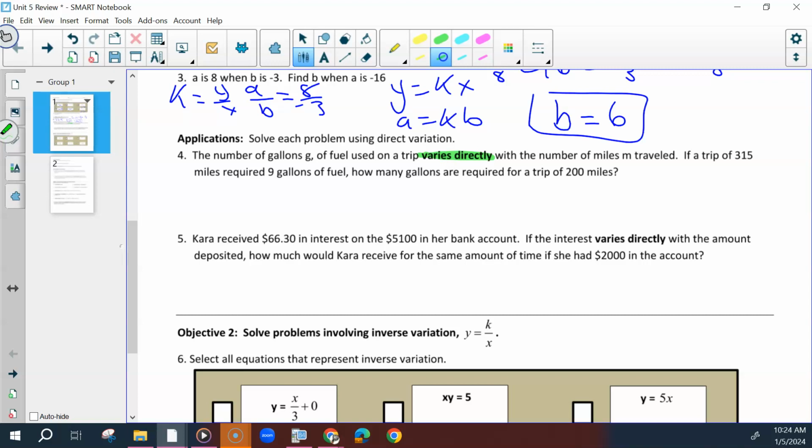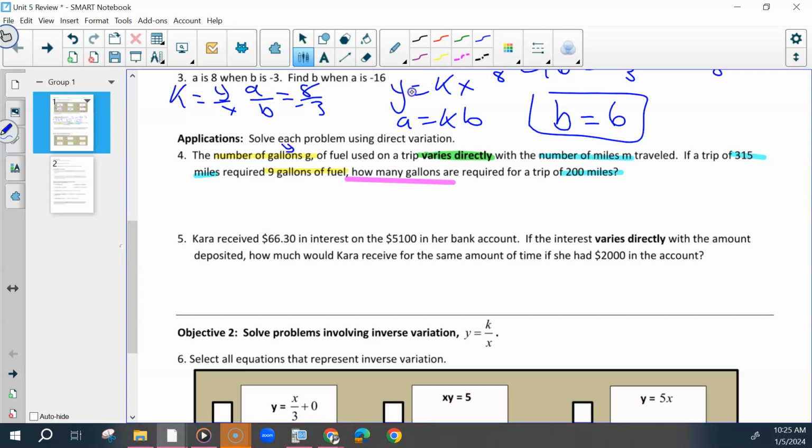If it gives us variables, we want to use those variables. What else? M is the number of miles. 315 miles required 9 gallons of fuel. We're looking for how many gallons for 200 miles. Just like the problems we were doing last class, very similar. Whatever comes first is like your y, but we're using G. Whatever comes second is like your x, but in this case we're using M.